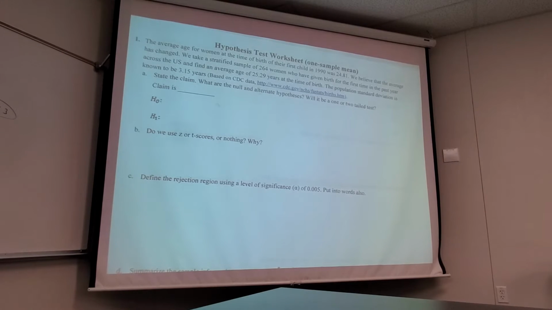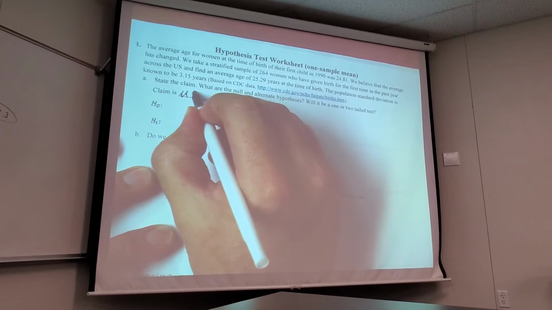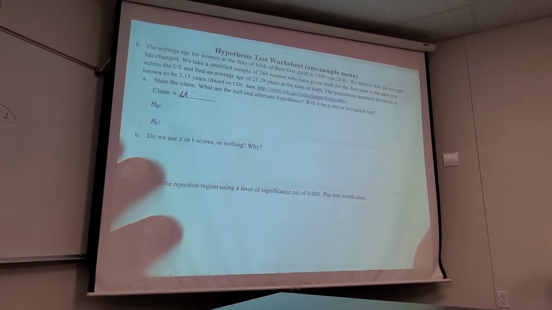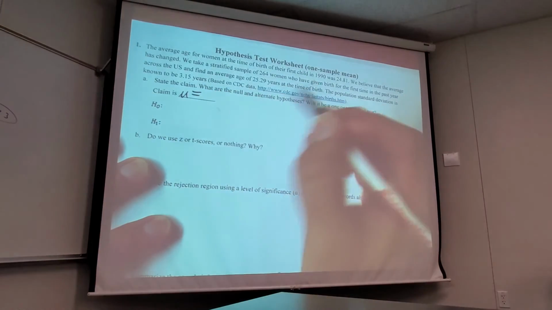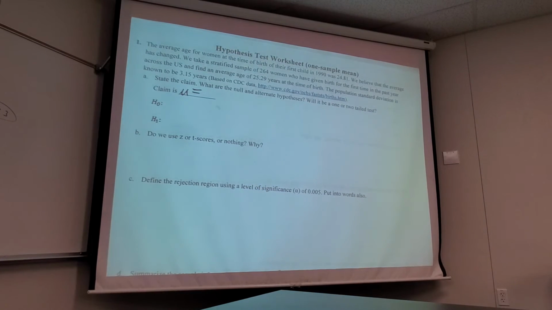Yes, you're never going to see the 25.29 number in the first step, because that's what I get from the sample. I have to first set up what I think before I take a sample to investigate what I think. So here, we think it's changed. But how do you know? What do you mean, how do you know how it changed? Usually it doesn't say. We believe it's changed.